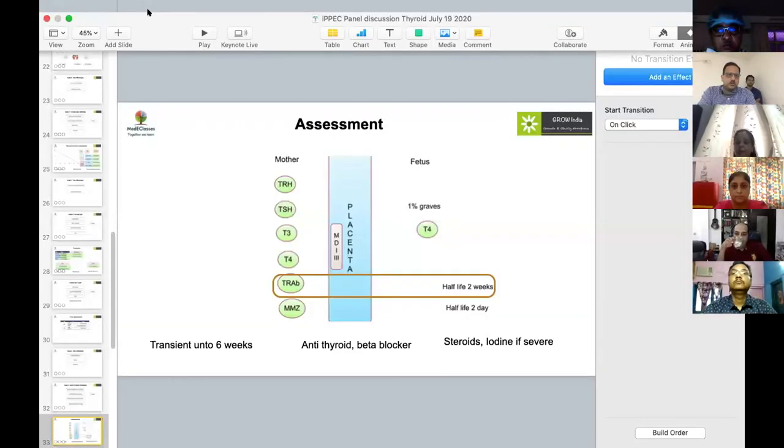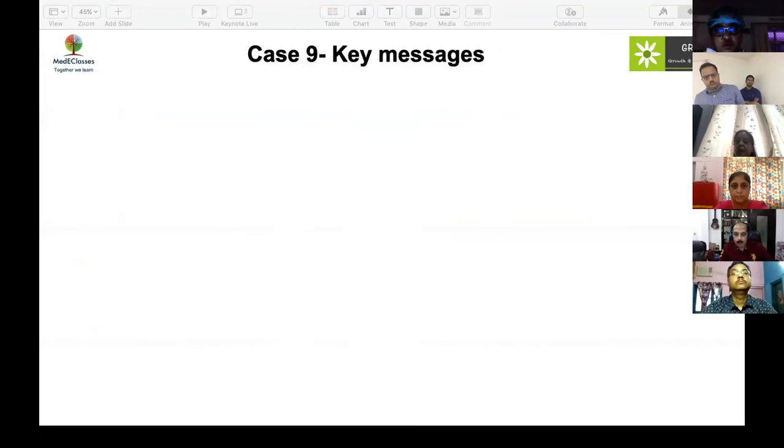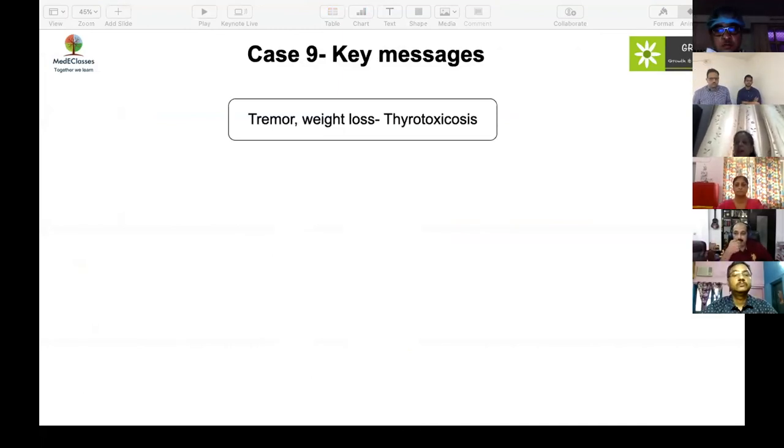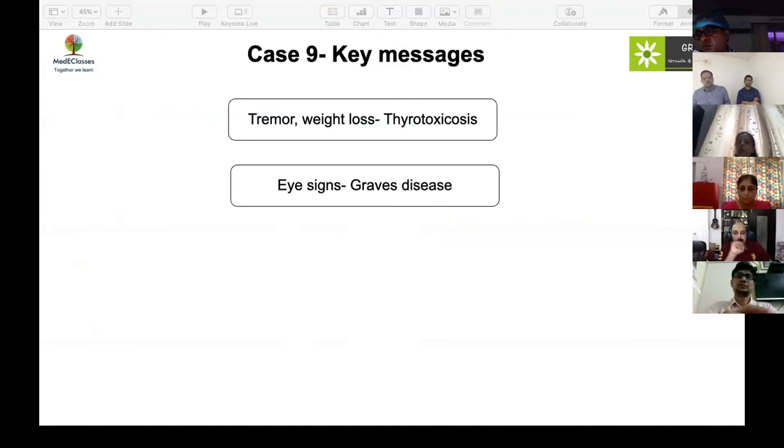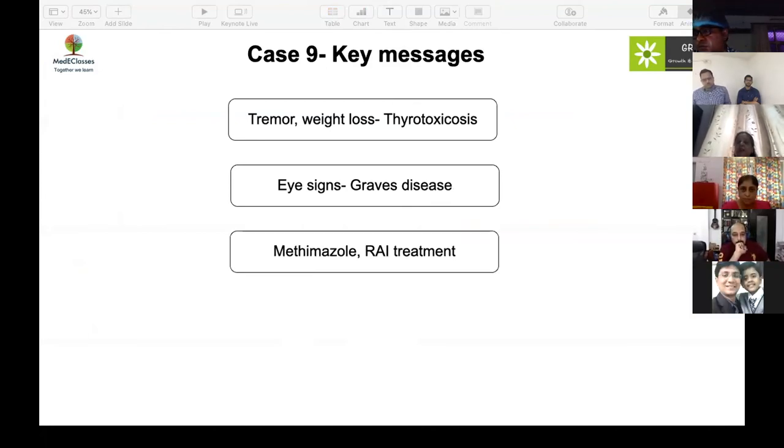Very important here is that the half-life of the antibody is almost 2 weeks and it can even persist for 4 to 6 weeks. So the key message is: whenever the baby has tremor, weight loss with the eye signs of Graves' disease and thyrotoxicosis, you should start methimazole, give a beta blocker and take it further. If it is not controlled, then RAI can also be given for a shorter period of time.